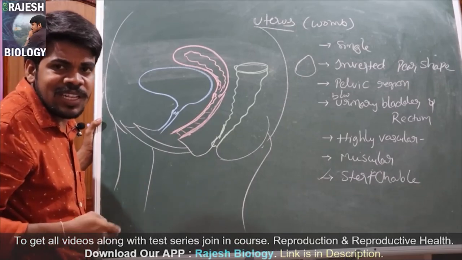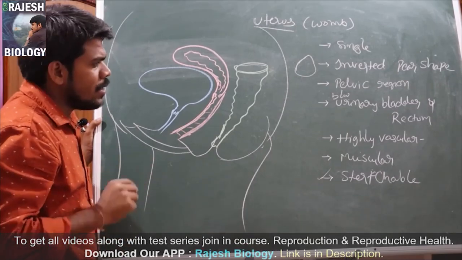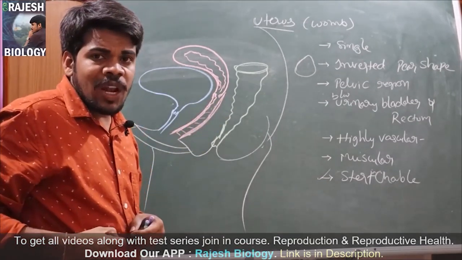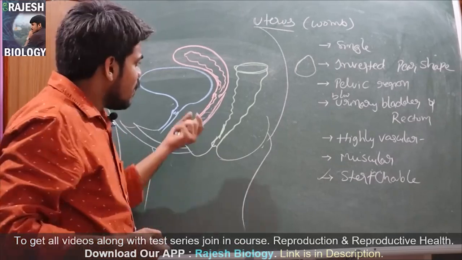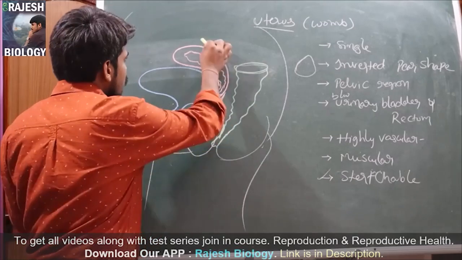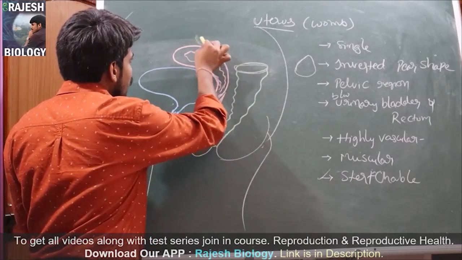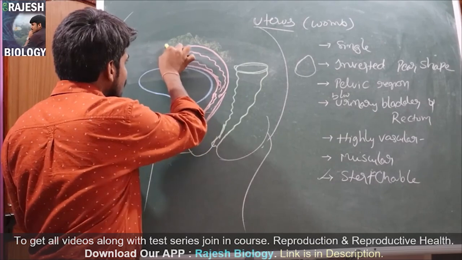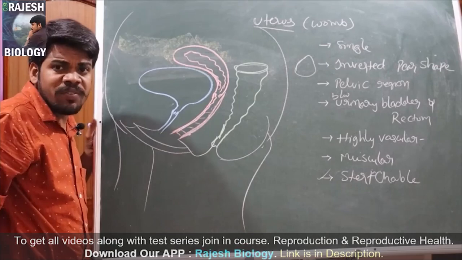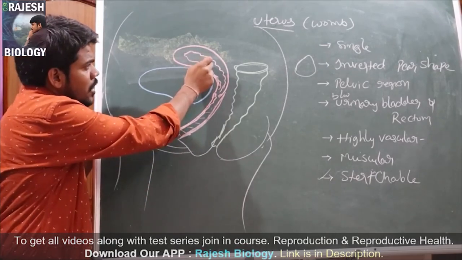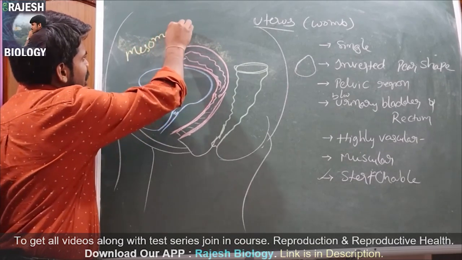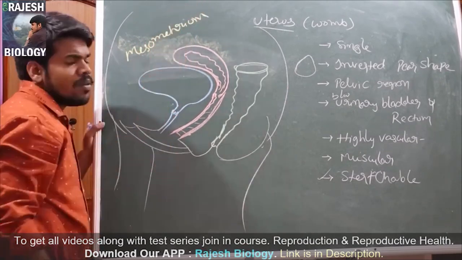Other name of the uterus is what? Womb. Not only that, this uterus is present in the pelvic region with the help of some ligaments and some tissues. A double fold peritoneum, very important. A double fold peritoneum which attaches the uterus with the abdominal wall is called mesometrium. It is called what?